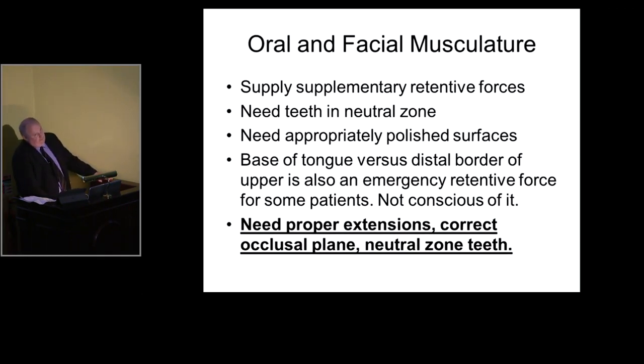The muscles. We need the denture to work with the muscles. So things that challenge good retention. If the border of the denture isn't in good harmony with the muscles. If it's overextended or underextended.